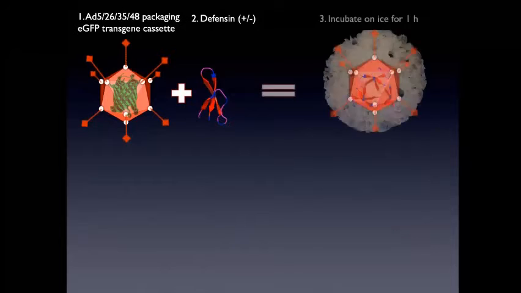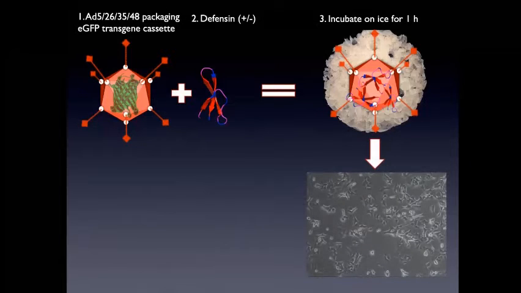So we're essentially going to look to see how much EGFP expression occurs from each one of these viruses. And of course, we do that in the context of alpha defensins. We do it with defensin present, and then also with defensin absent, because we need some sort of control or a comparator. And you'll see why that's important in a second. So we complex the defensins and the viruses together. We incubate them for 1 hour on ice.